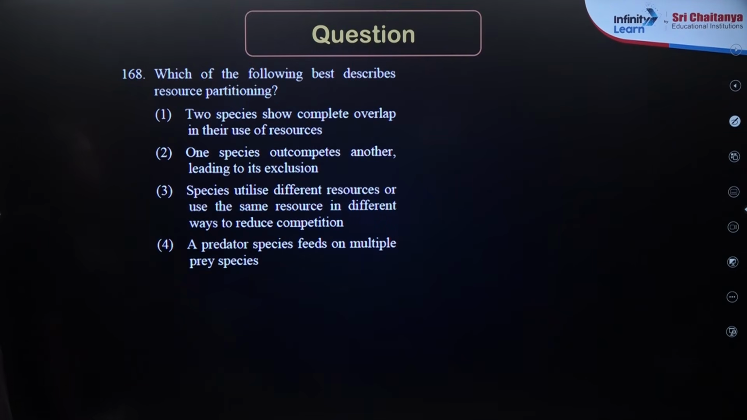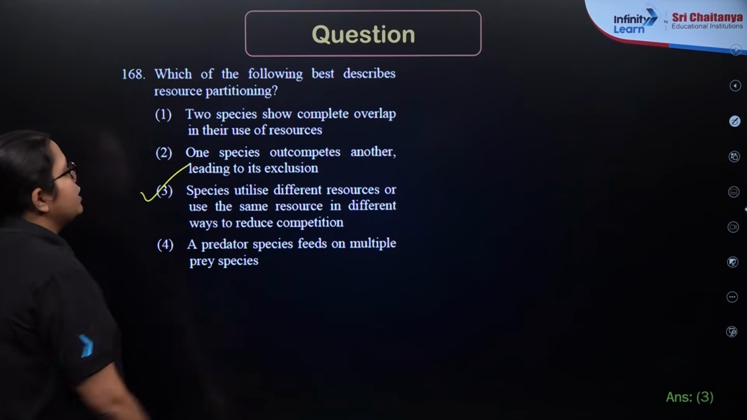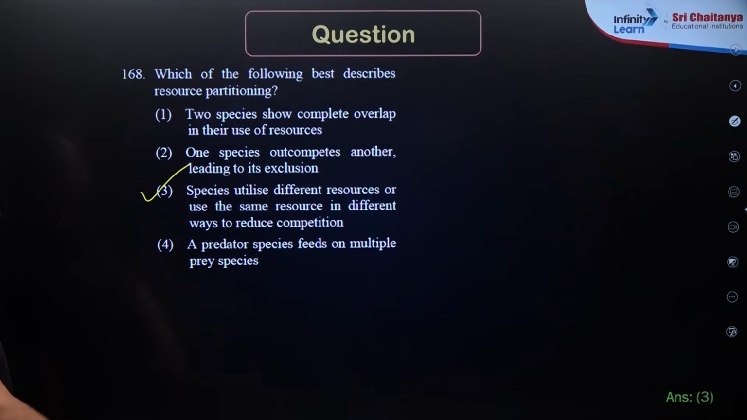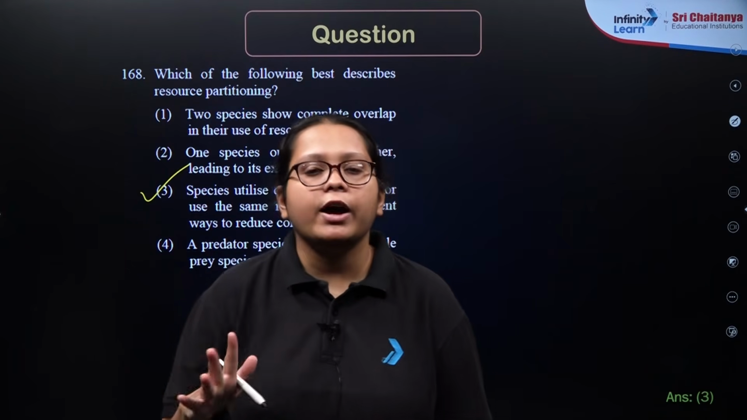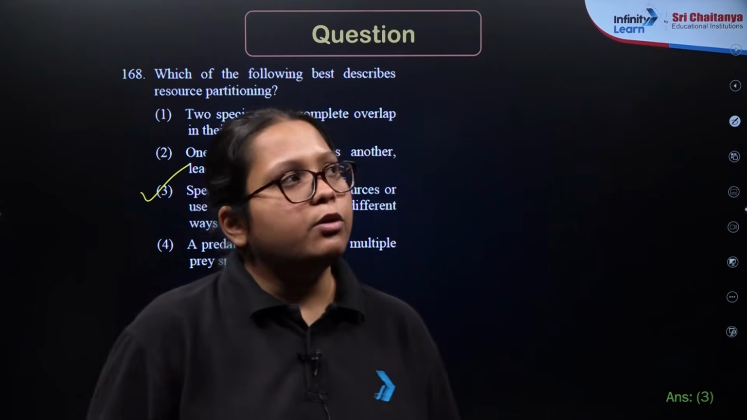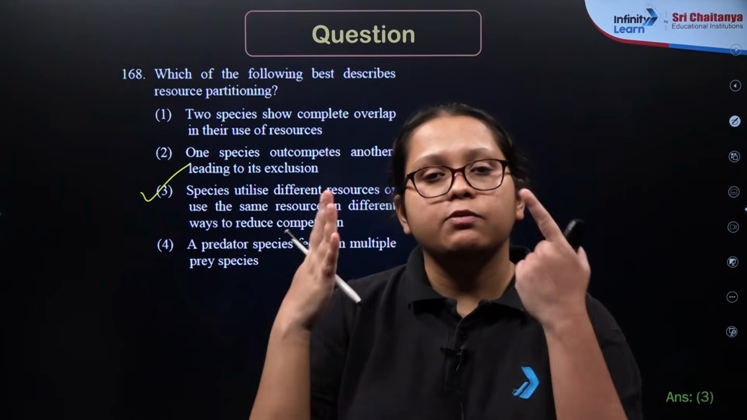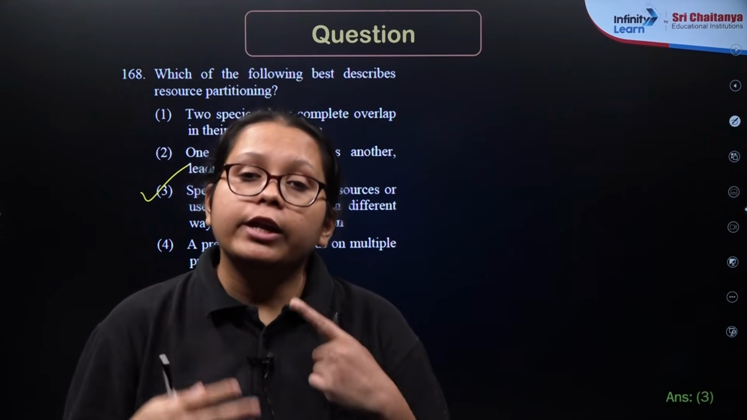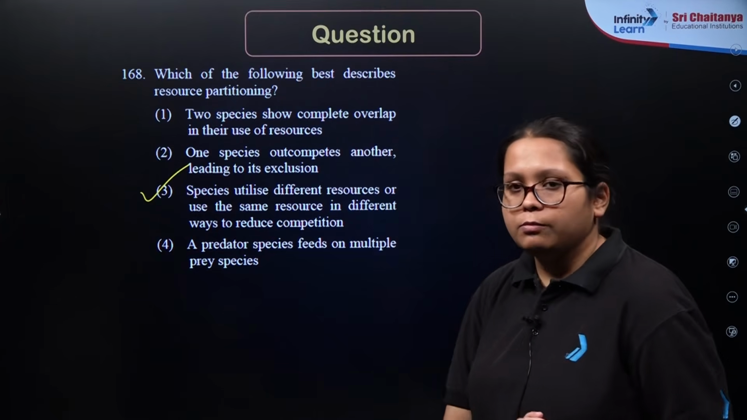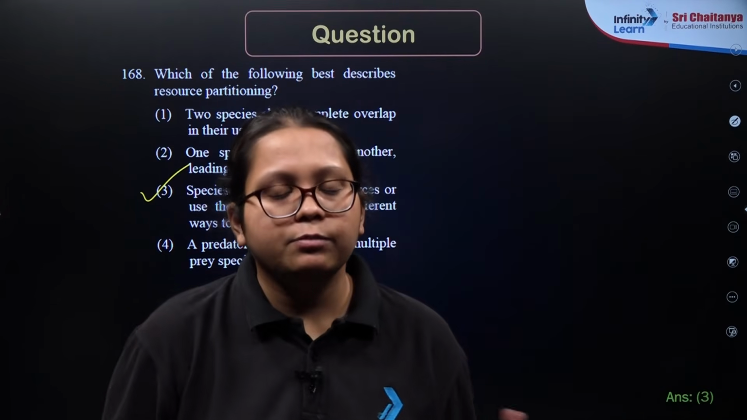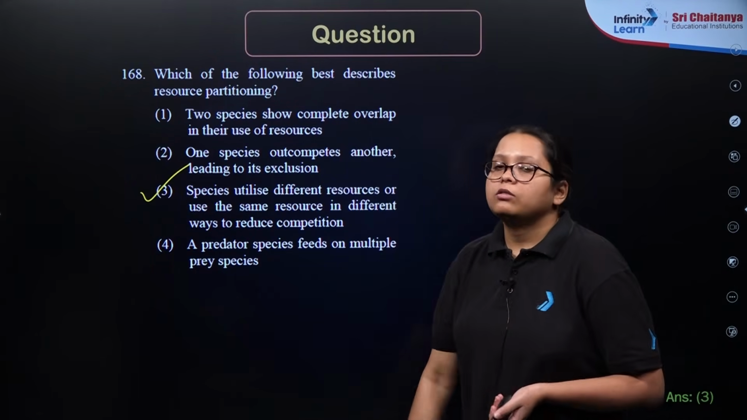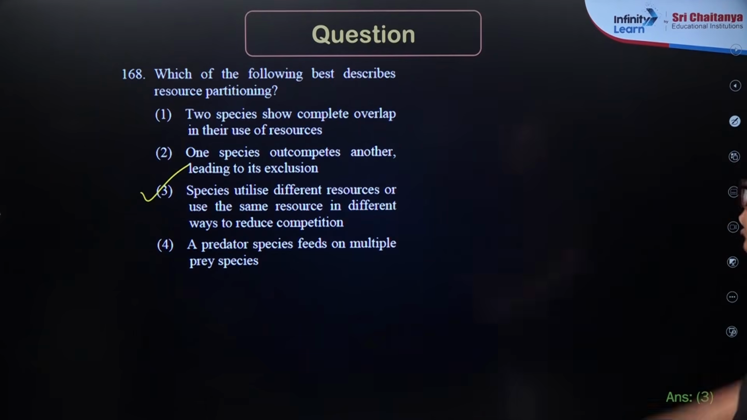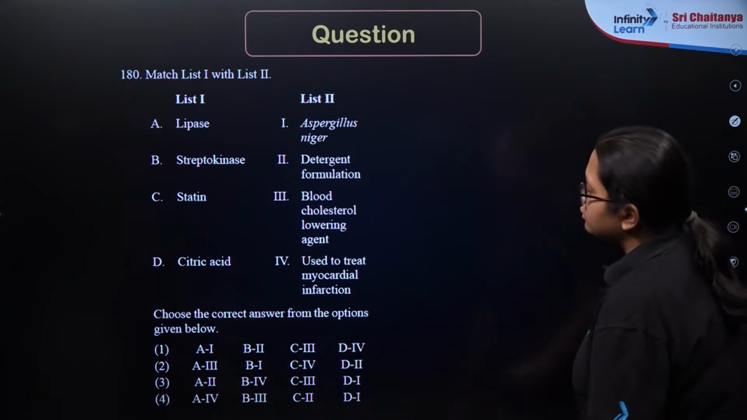Okay. Next, which of the following best describes resource partitioning? The answer is third, that species utilize different resources or use the same resources in different ways to avoid competition. In NCERT, the example is given by 5 warbler species. The warblers are a type of birds. They live on the same tree, but they are avoiding competition by something called resource partitioning. They have different foraging times. They have different foraging ways. In that way they are avoiding competition, and that is your resource partitioning.